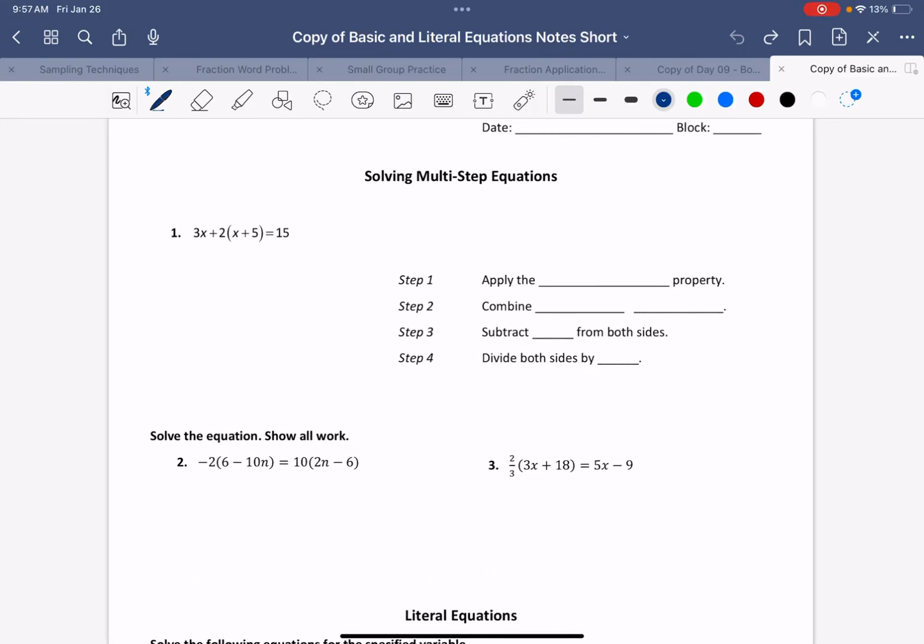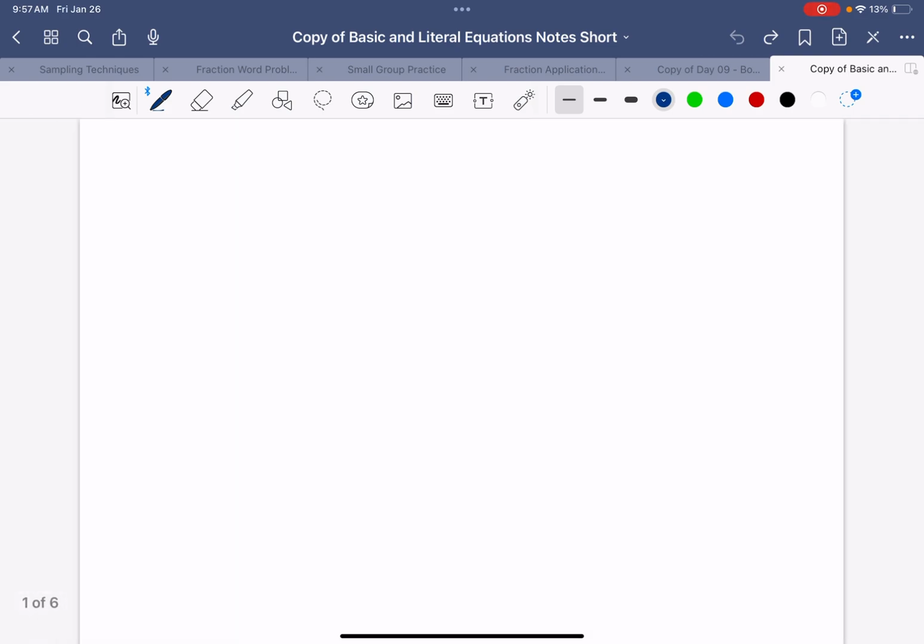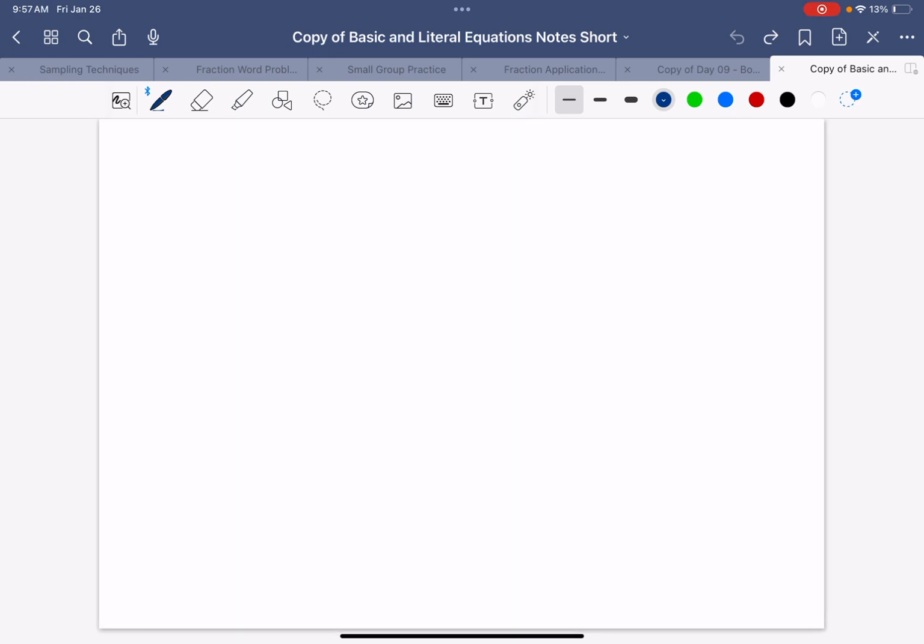This is Mrs. Baxter, and today we are going to be starting our Unit 2 algebra with solving multi-step equations and talking about just basic equations and literal equations, okay? But one of the things I just want to quickly review is our order of operations, right? So last unit in numeracy, we studied PEMDAS, right?